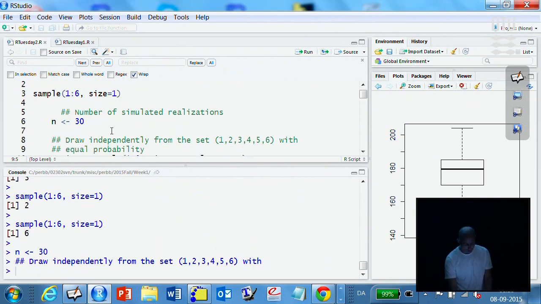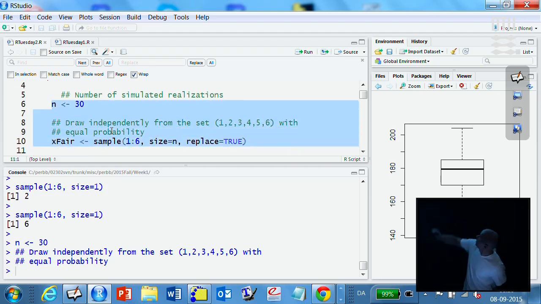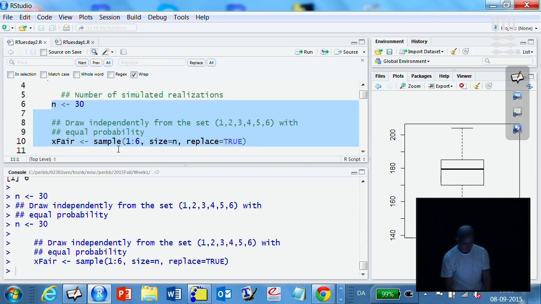We could also do it 30 times in a row, easily, like that, right? Let's sample 1 to 6, 30 times, and we take with replacement, meaning that each time we take one of the 6, and one of the 6, and one of the 6. So we take each time from that. Let's see what happens.